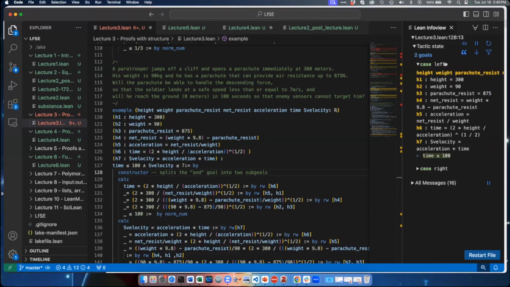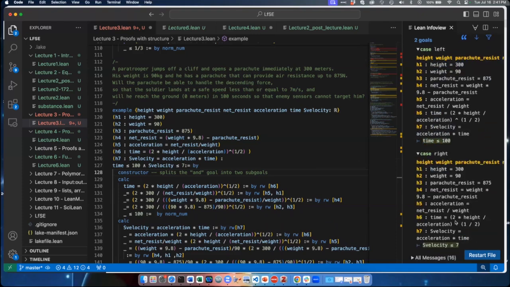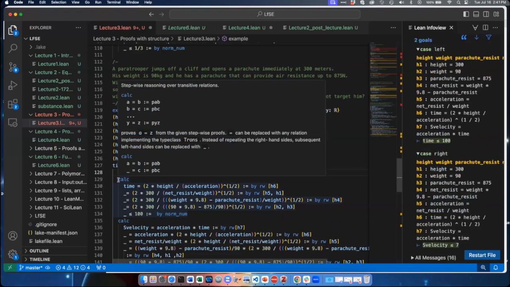So we have case left, given all of this here, along with the left goal, time is less than 100. And case right, the same context, safe velocity is less than or equal to 7. So to solve this, Alan used a calc block.